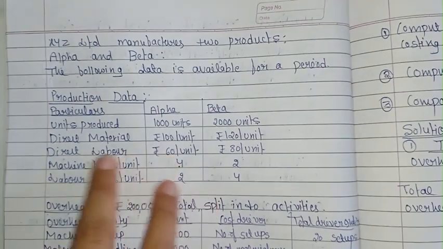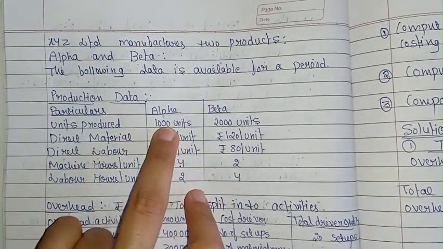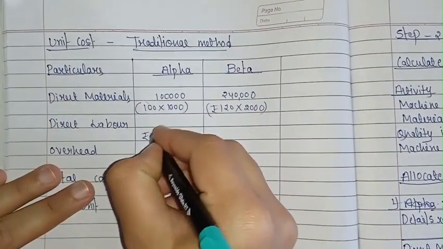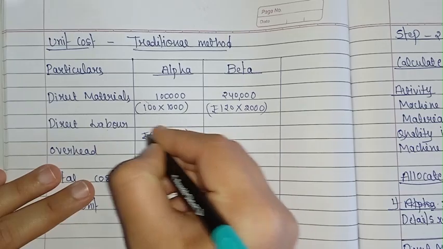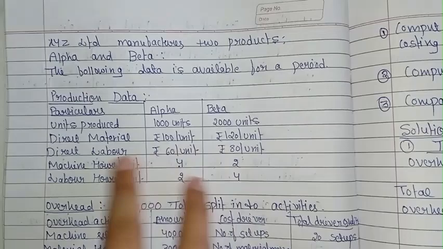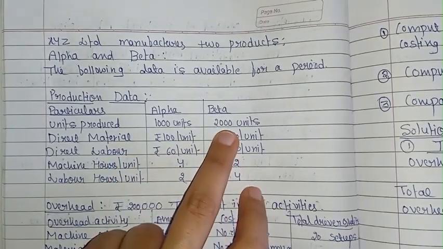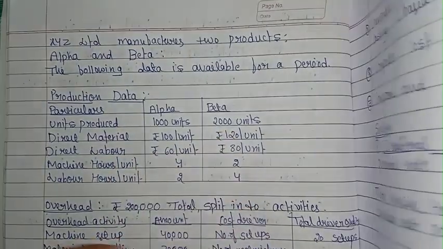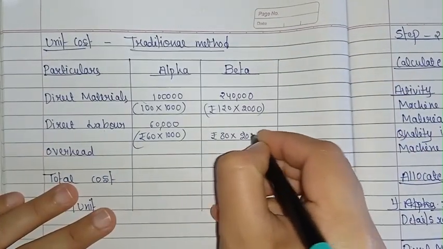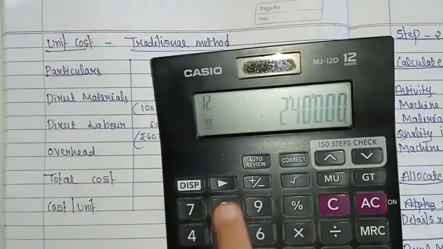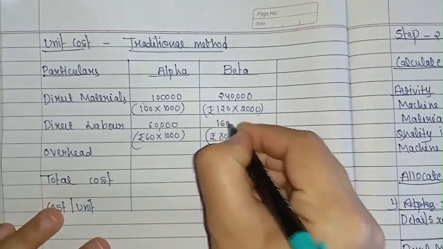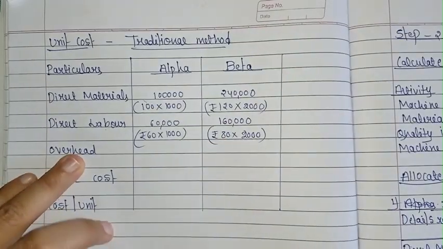In the same way we need to calculate. Direct labor is rupees 60 per unit and units produced for alpha 1000 units. So 60 per unit into 1000, that is 60,000. Now for beta, direct labor rupees 80 per unit and units produced 2000 units. 80 into 2000 equals rupees 1,60,000. Now overheads absorbed, how much?